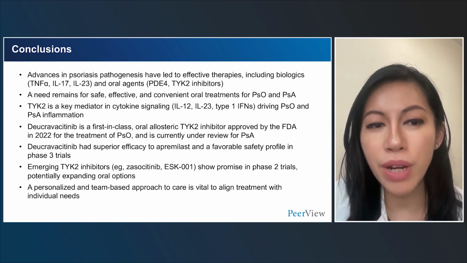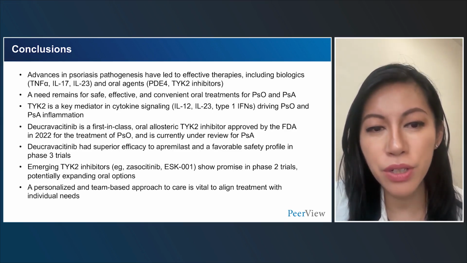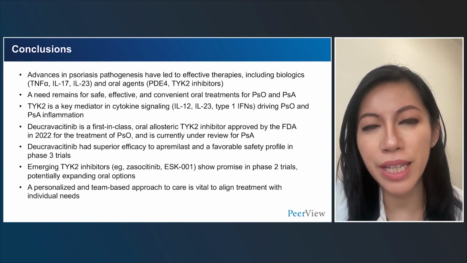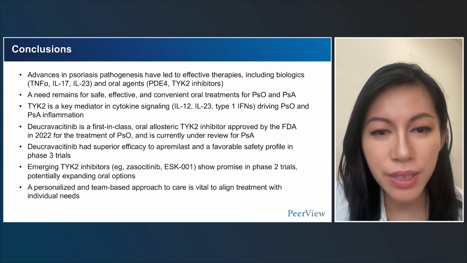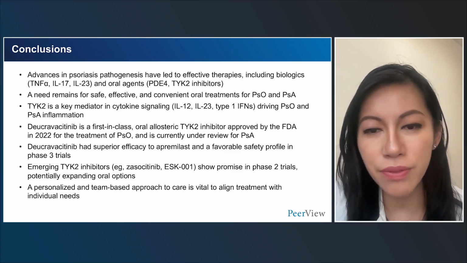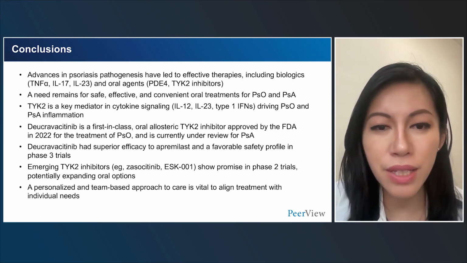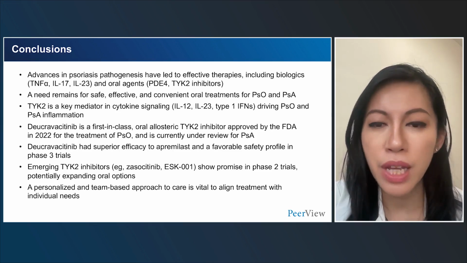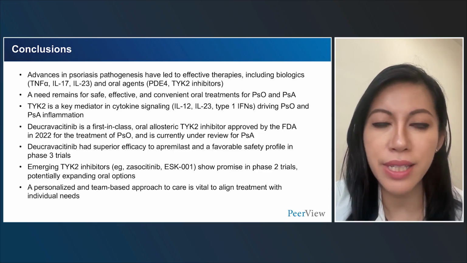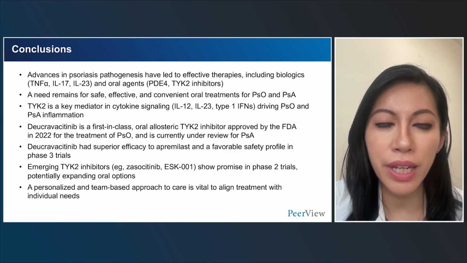And for our already approved TYK2 inhibitor, deucravacitinib, we talked about its use, most beneficial in those with a bit more moderate disease rather than very severe disease. And also the ease of use, once daily medication, they can take it with or without food, no known drug-drug interactions. So I think it's a very good oral option for many of our patients.